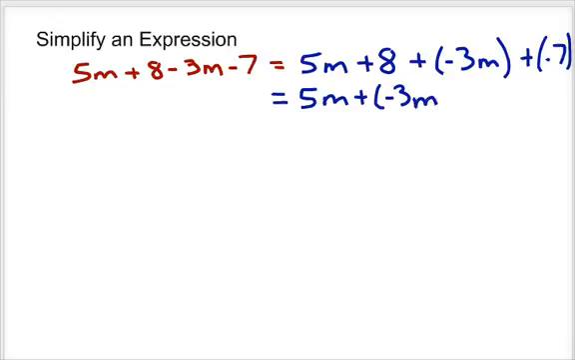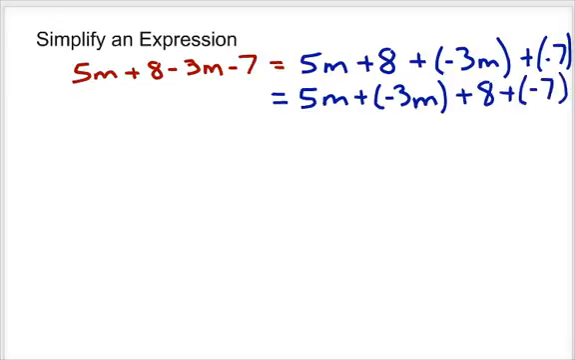Do you guys remember what property we needed to use to be allowed to do that? We have something that makes it okay for me to move that negative 3m. Do you remember what property that is? It's the commutative property. That allows me to switch the order of addition problems. So commutative property, and we still got that plus 8 and plus negative 7.